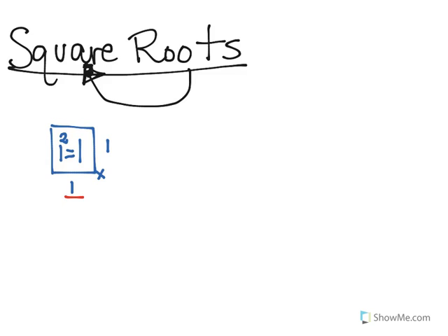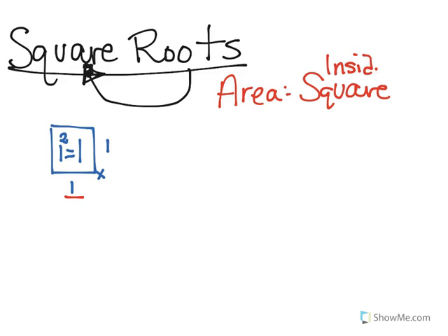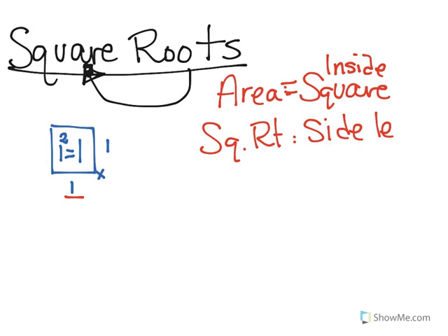So the area is your square. Your area is the squares, the inside. And square root is wanting the side length. What side length of a square would give you the area on the inside?